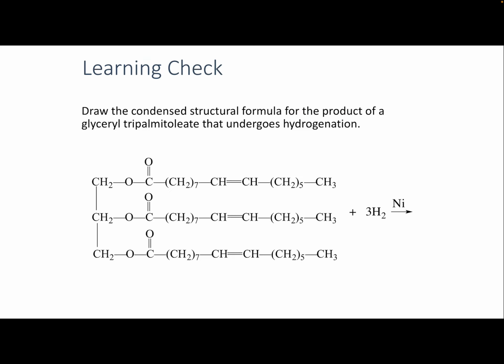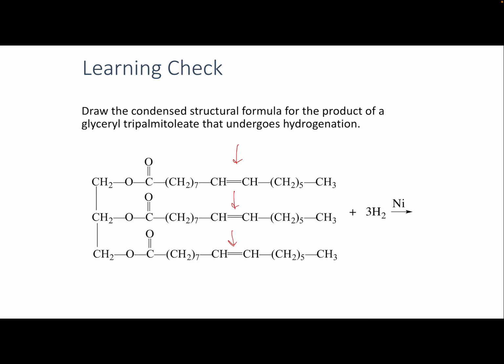This one's a little more fun. Draw the condensed structural formula for the product of glyceryl tripalmitoleate. Yikes. Palmitoleate. Tripalmitoleate. That undergoes hydrogenation. So here, we know what's going to happen. The double bonds are going to be reduced. So you would just be drawing the product of that hydrogenation.